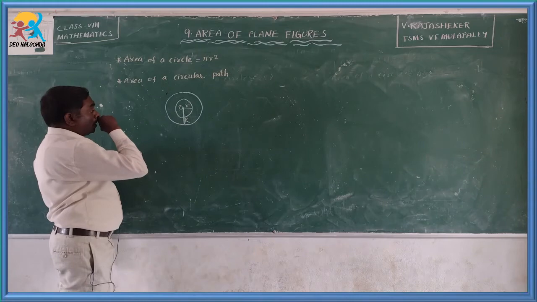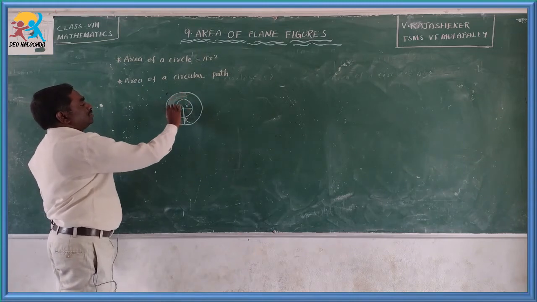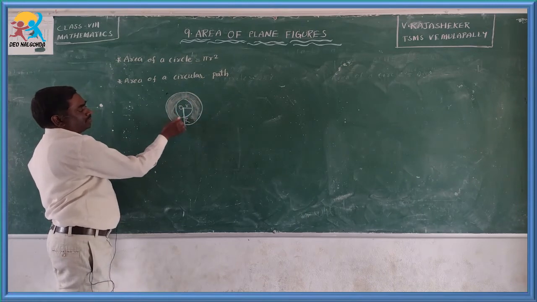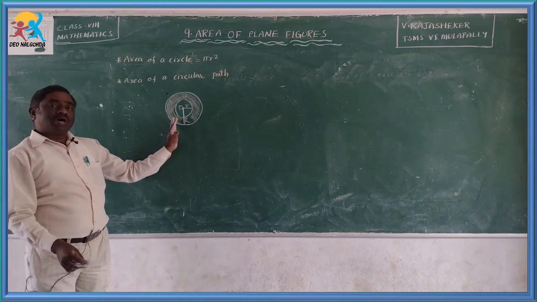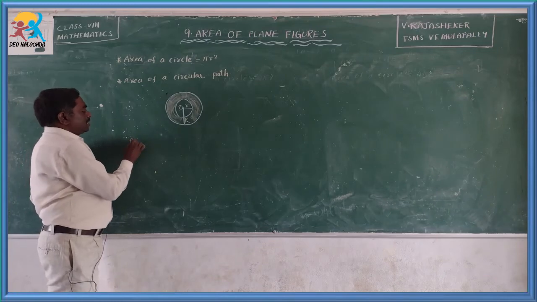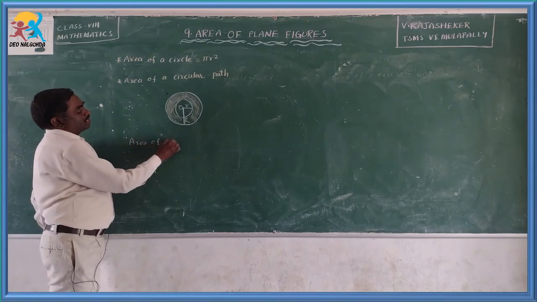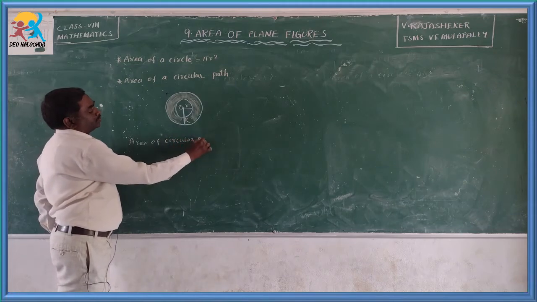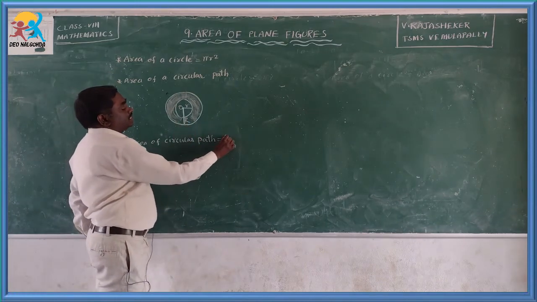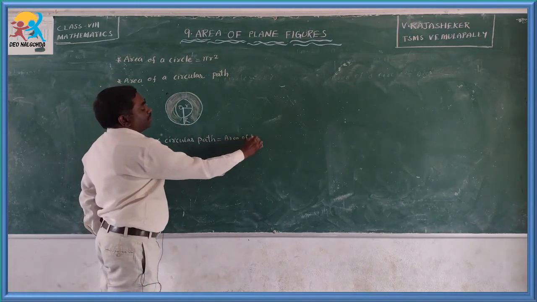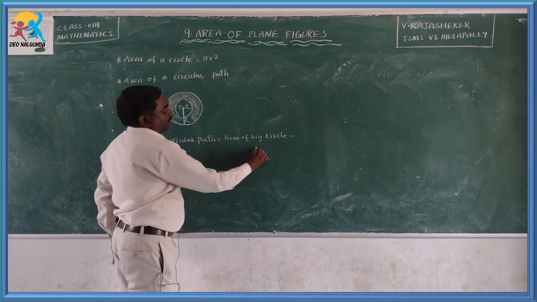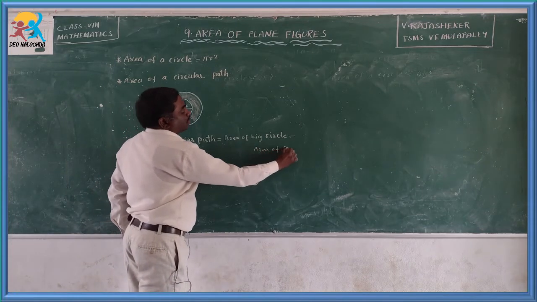So now consider this is O. Now what is circular path? This everything is circular path. So now you got the path. Now what is the area of circular path? Area of circular path, what can we say? Area of big circle minus area of small circle.